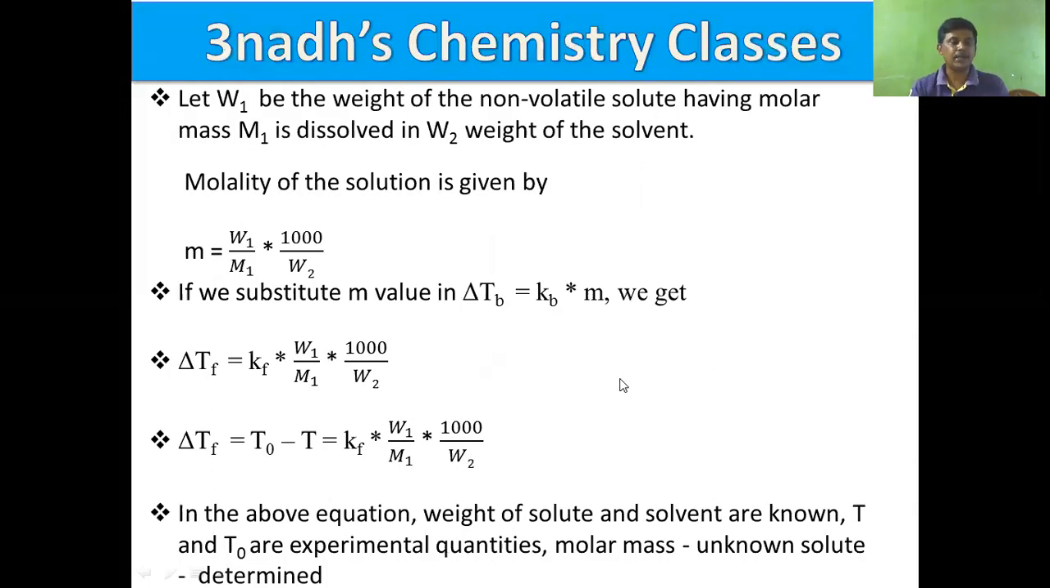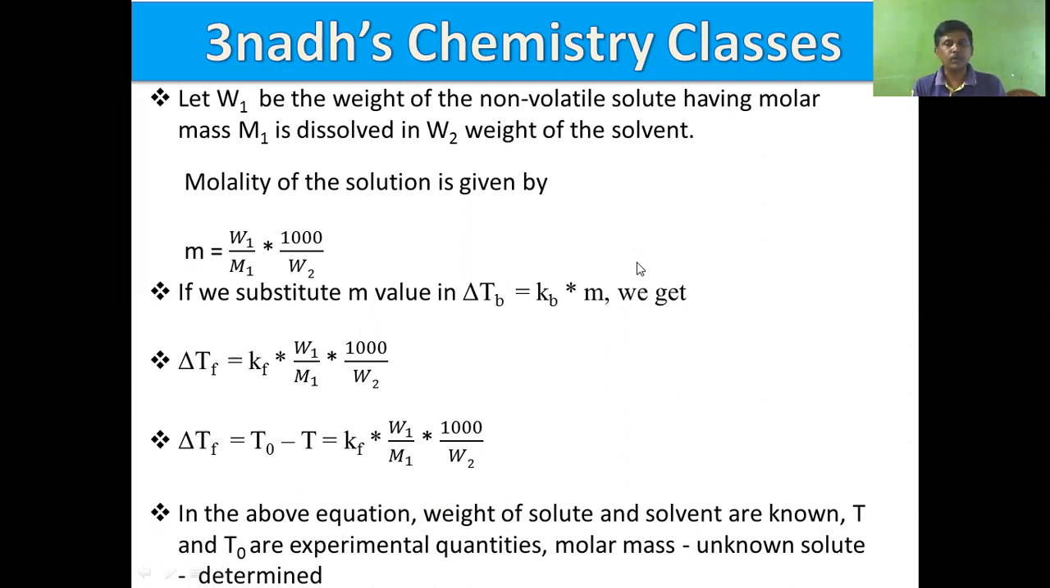Here also, let W1 be the weight of the non-volatile solute having molar mass M1, dissolved in W2 weight of the solvent, and molality is given by m equal to W1 by M1 into 1000 by W2. If we substitute these values, we get delta TF equal to T naught minus T, which is equal to KF into W1 by M1 into 1000 by W2. Here also, if we know all the other parameters, we can determine the molar mass of the unknown solute. This is regarding depression in freezing point.